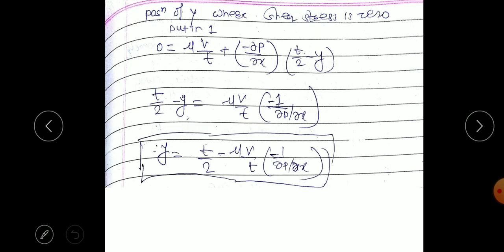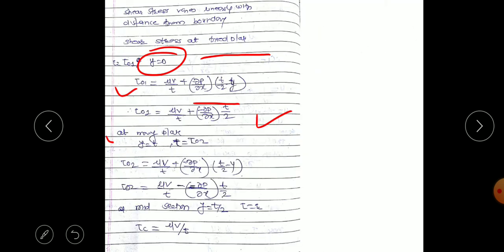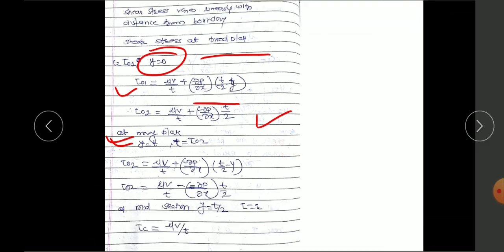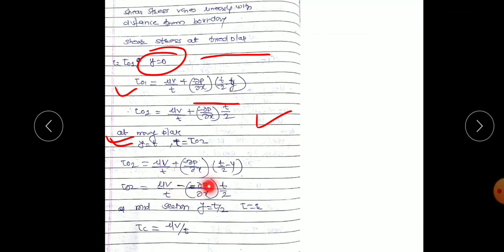Now we can obtain the shear stress at the moving plate by putting the value of y equals t. So we get tau 2 = mu v by t as it is, minus delta p by delta x into (t by 2 minus y), where y is t. So putting y equal to t, minus t by 2 will remain. So the shear stress at the moving plate will be mu v by t minus this component. So here the shear stress is again less at the moving plate as compared to the fixed plate.